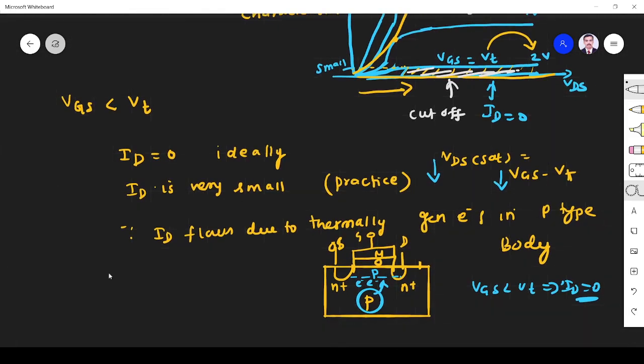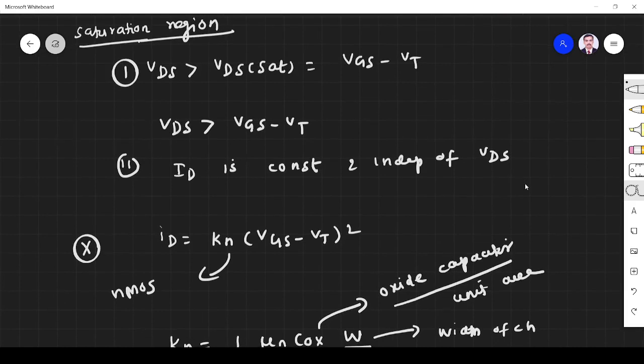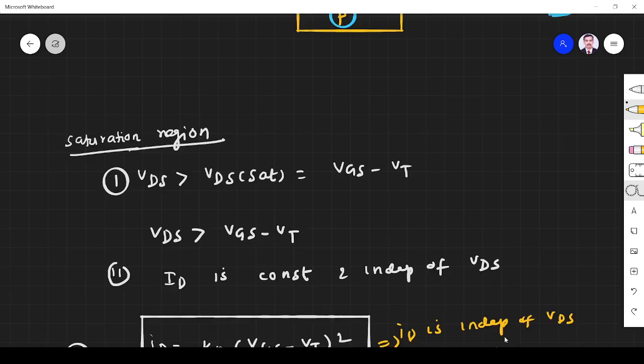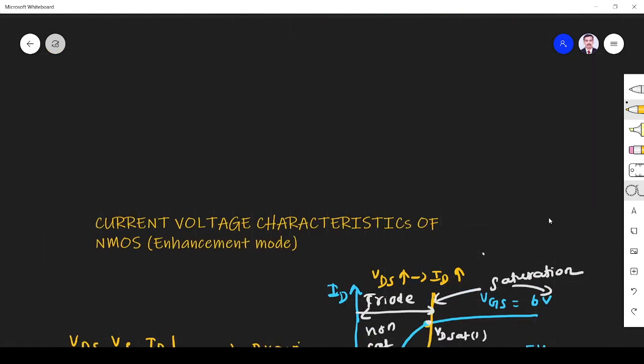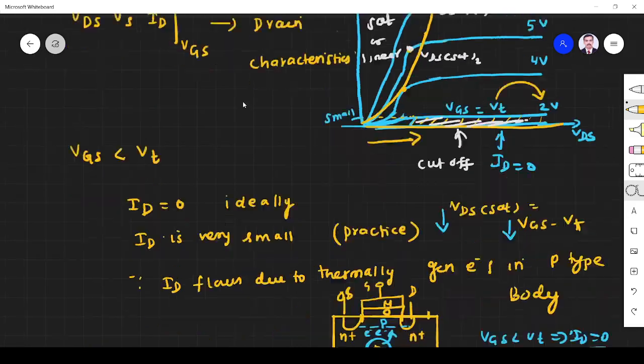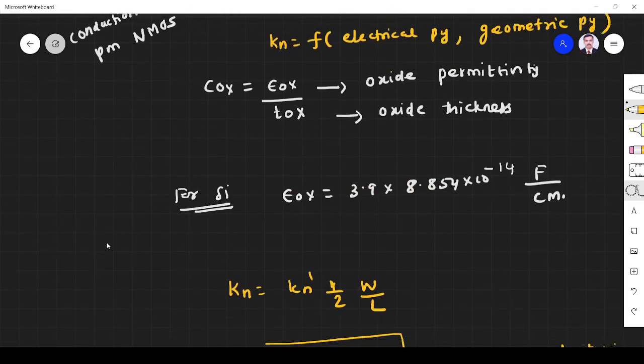Whereas in the saturation region, what is the formula for current? ID is independent of VDS. That's what we have seen in the curve also. When VDS changes, ID won't change; it is constant. This is one important point to be noted.